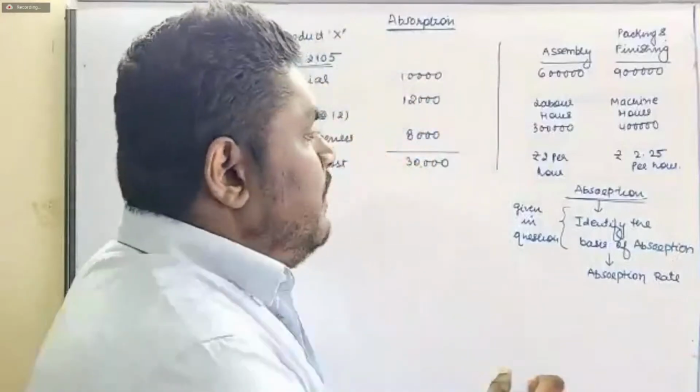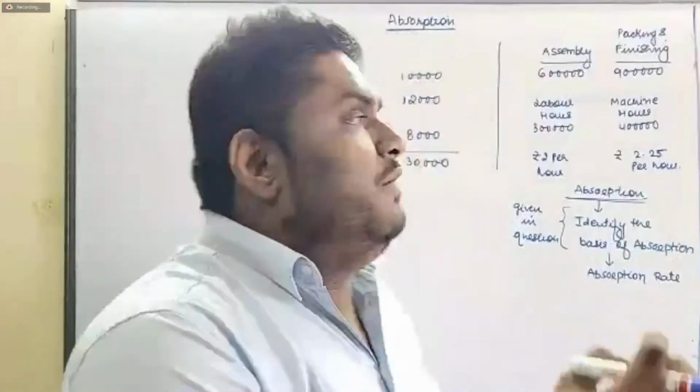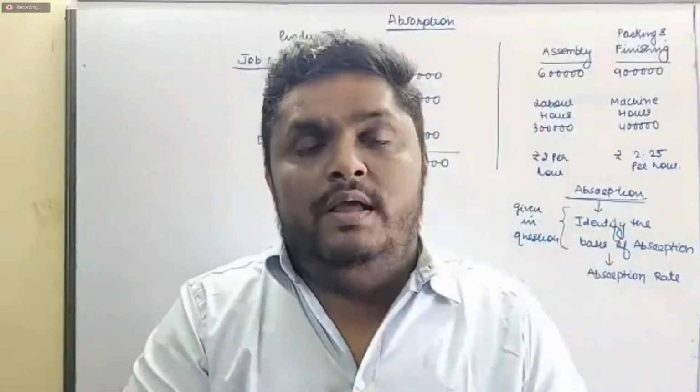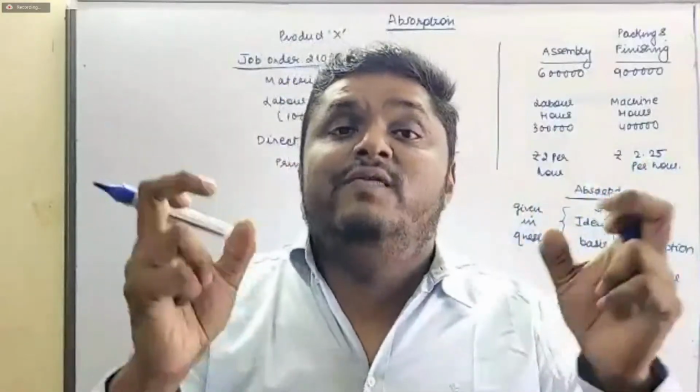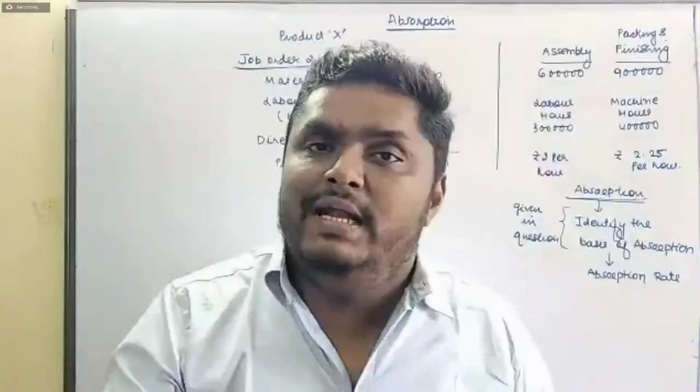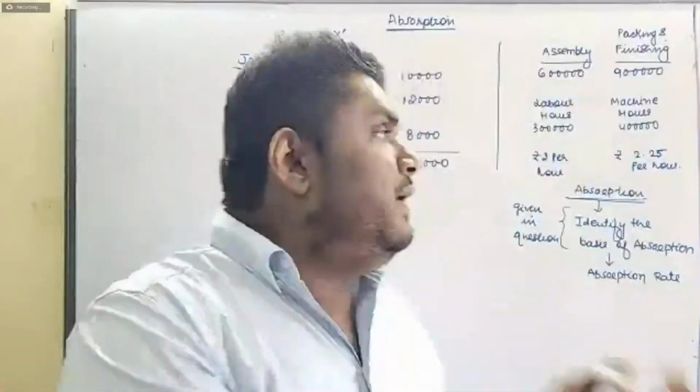So guys, when talking about absorption, we first have to identify the basis of absorption, that is, on what basis we have to absorb. And once the basis is identified, we will calculate the absorption rate. That is, 6 lakh overhead for 3 lakh labor hours. So it means how much it will be per hour?